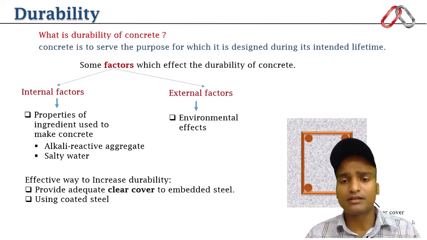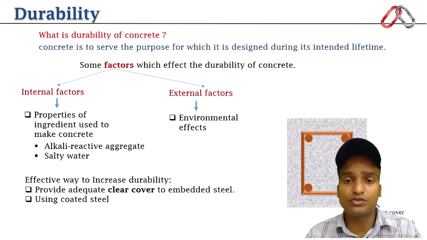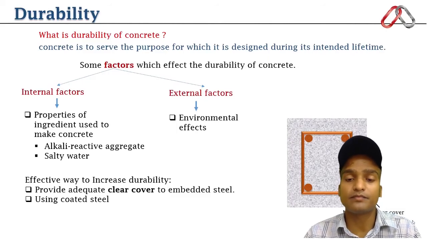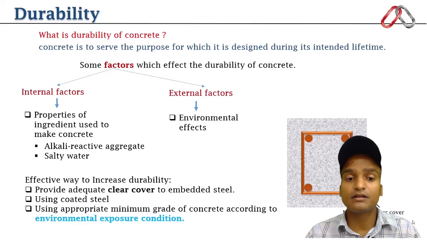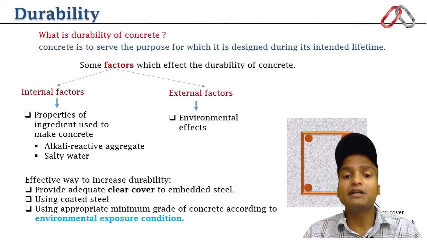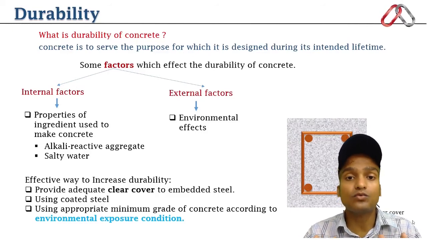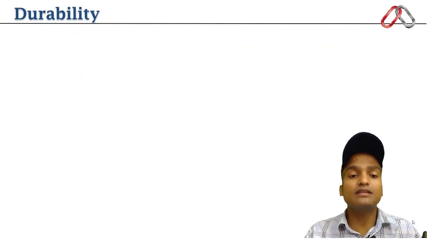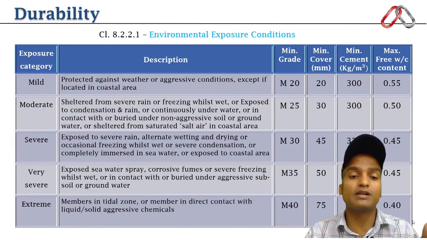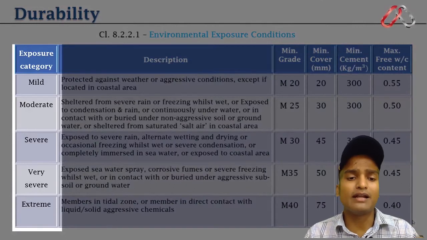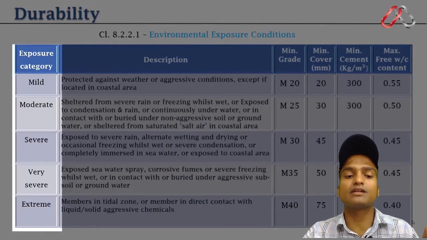और अगर स्टील की बात करें तो we can also use coated steel, that is better for increasing durability. And if we talk of concrete, so we should use the appropriate minimum grade of concrete according to the environmental exposure condition. देखिए ये IS कोड में डिटेल से दिया हुआ है किस तरीके का कंडीशन है, ठीक है. So you can see in the code, this table explains which kind of exposure category is there, and you can see mild, moderate, severe, very severe and extreme.